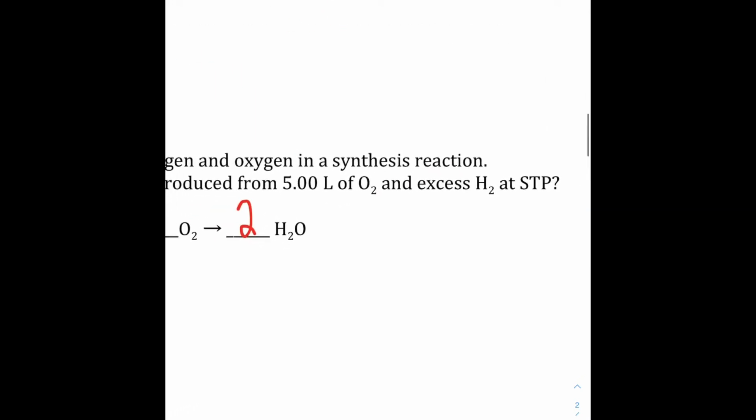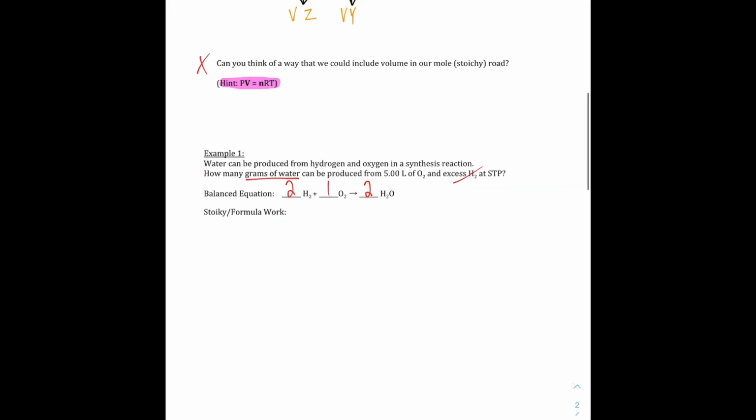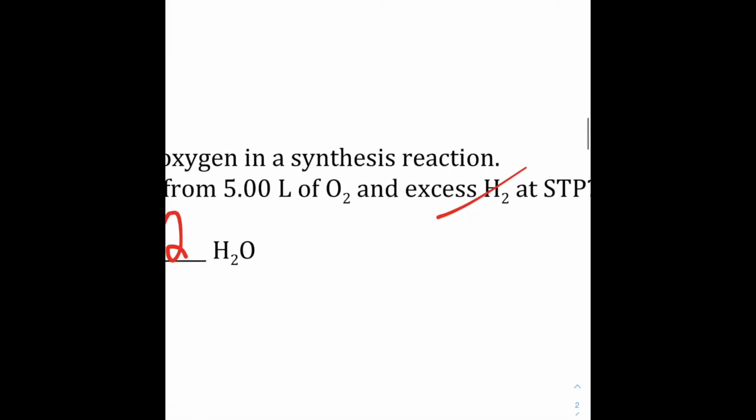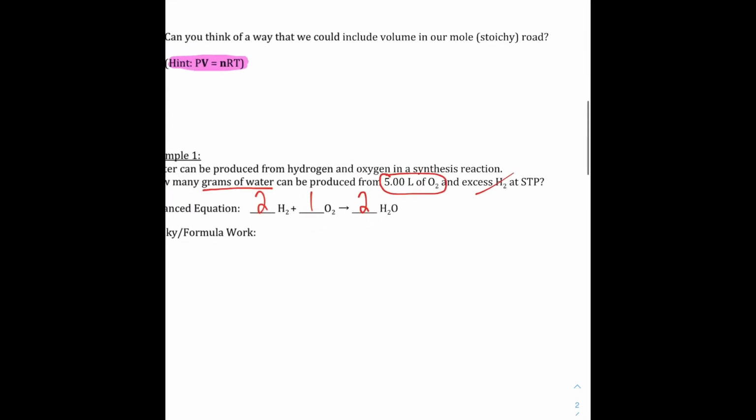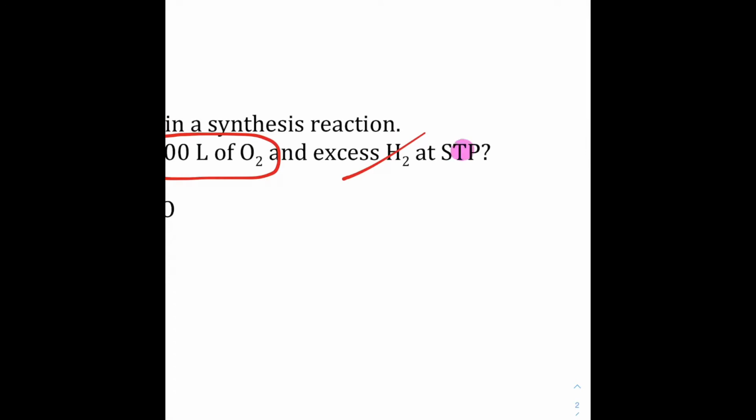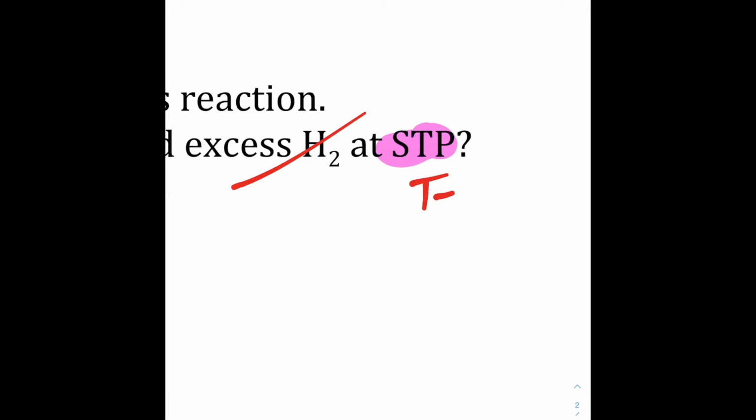Remember the rule that we learned in stoichiometry. If you see excess hydrogen, don't worry about it. We've got a lot of it. It's like you open the refrigerator and you've got a whole bunch of cheese and a couple slices of bread. The determining factor on how many sandwiches we can make is going to be the 5 liters of oxygen, or the bread in my example. Okay, and we're also given temperature and pressure. There it is, STP. Remember that at STP, temperature equals 273 Kelvin, and pressure equals 1 atmosphere.